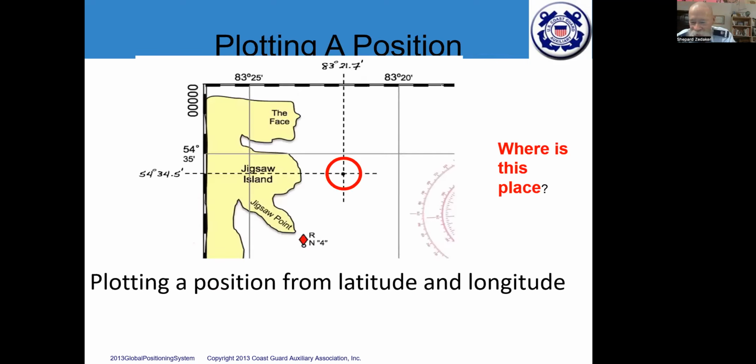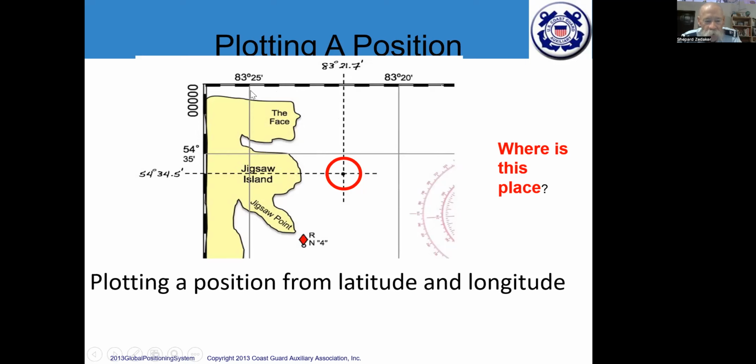What if you're just someplace? What if you're not looking at a particular mark, but you're saying, I think I'm right here. Or maybe you fired up your GPS and it told you where it was, but where am I on the chart? Same drill: mark that point, take your parallel rules and stretch them out both horizontally and vertically, and we would find that the longitude of this point where we are, let's say right here in this circle, is 83:21.7.